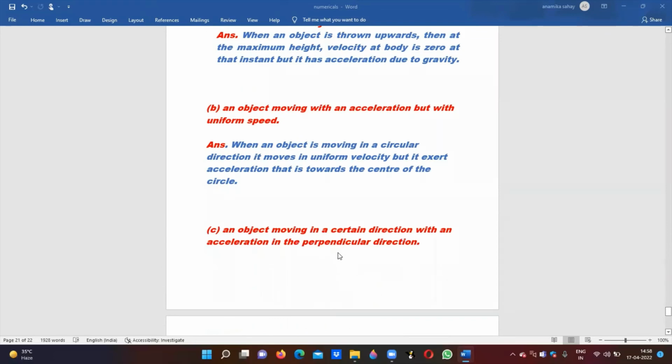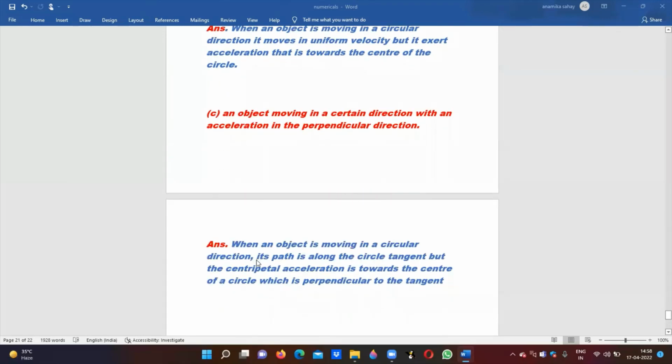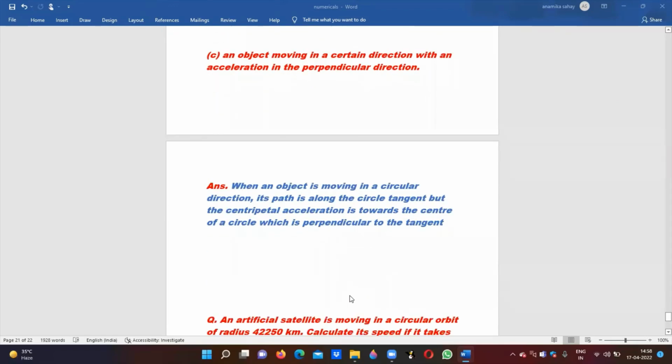Now, an object moving in a certain direction with an acceleration in a perpendicular direction. In the same case, if a body is moving in a circular direction, the acceleration is always towards the center, which makes 90 degrees to the tangent of the circle. The path is along the circle's tangent, but the centripetal acceleration is toward the center of the circle, which is perpendicular to the tangent.